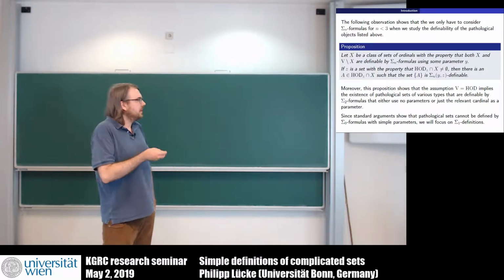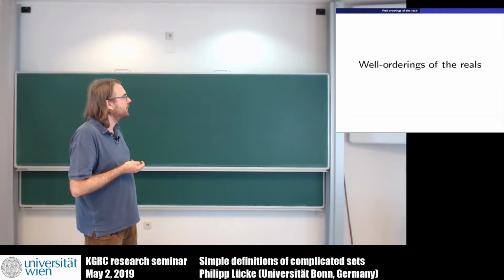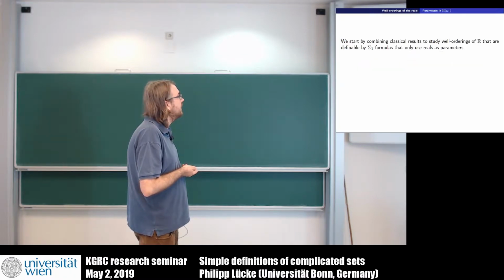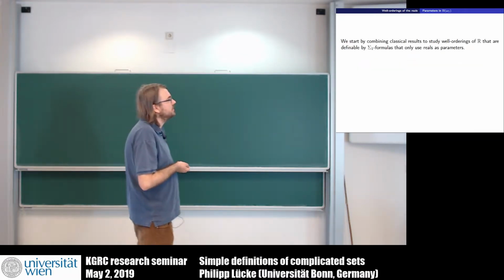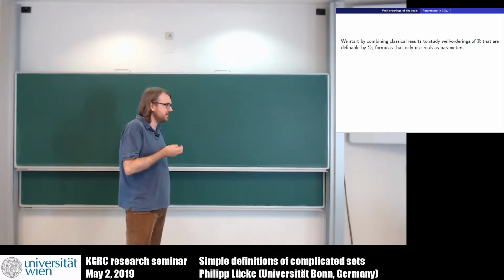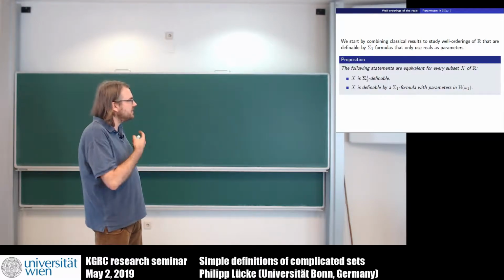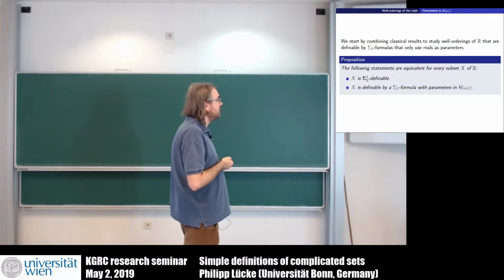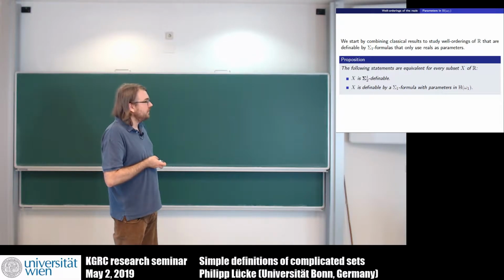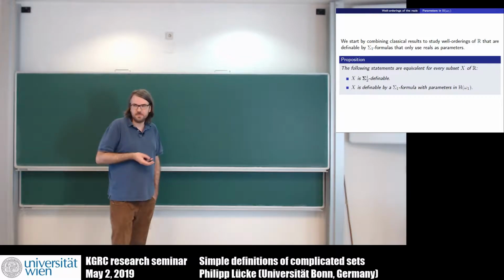Okay, but we will focus on Sigma_1, though I will also say something about Sigma_2 in some cases. I will start with well-orderings of the reals. Here I first want to consider Sigma_1 formulas that only use reals as parameters, and there we have some classical results that completely tell us what's going on. The first observation is the following characterization of such sets of reals: a set of reals is Sigma_1 definable with parameters in H(omega_1) if and only if it is Sigma^1_2 as a set of reals.